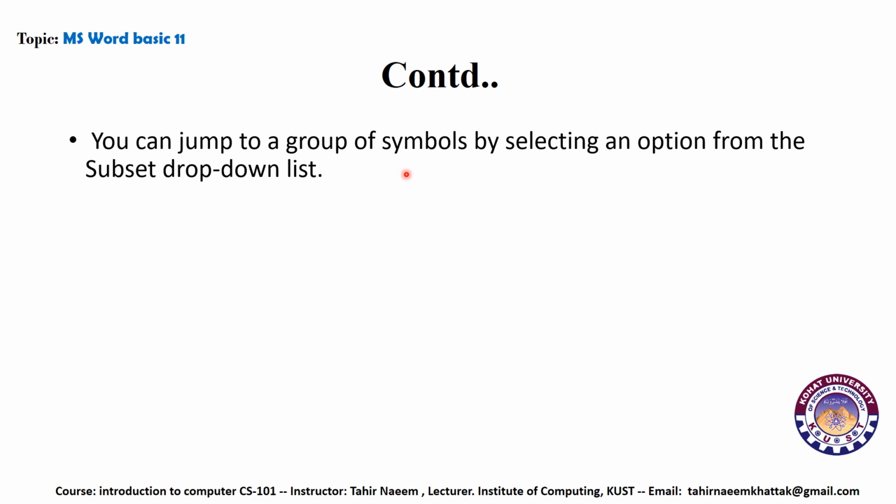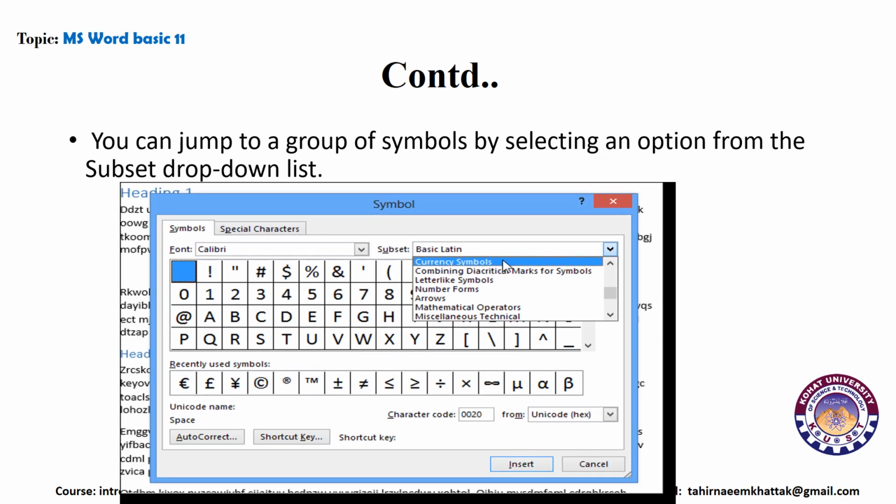We can jump to a group of symbols by selecting an option from the Subset drop-down list. As you can see, we can click on this, and different types of symbols are here. When we click on currency symbols, different currency symbols appear, and if we click on arrows, then different arrows are displayed. If we click on mathematical operators, mathematical operators and shapes will appear. Here we can scroll up and down.